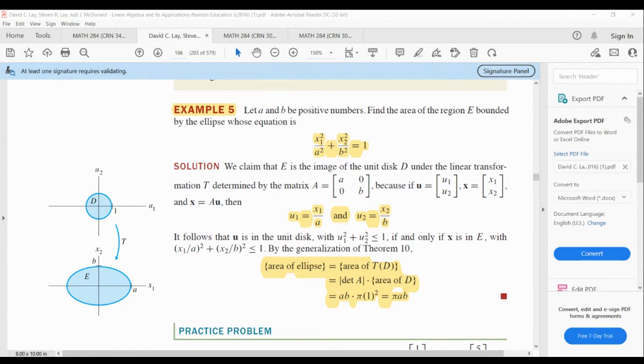I didn't want to cover this section without talking about that theorem and an application. Are there any questions?